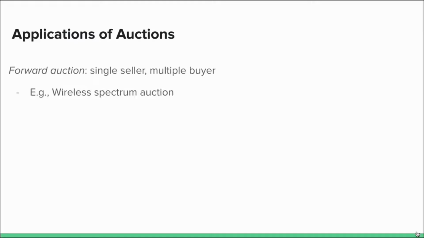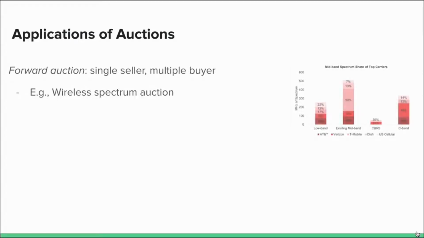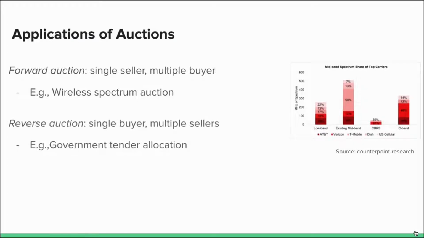Forward auctions involve a single seller and multiple buyers, for example, spectrum auctions. In contrast, reverse auctions involve a single buyer and multiple sellers. For example, the government may require a public facility to be constructed. To find the lowest price service provider, the government can conduct a reverse auction.